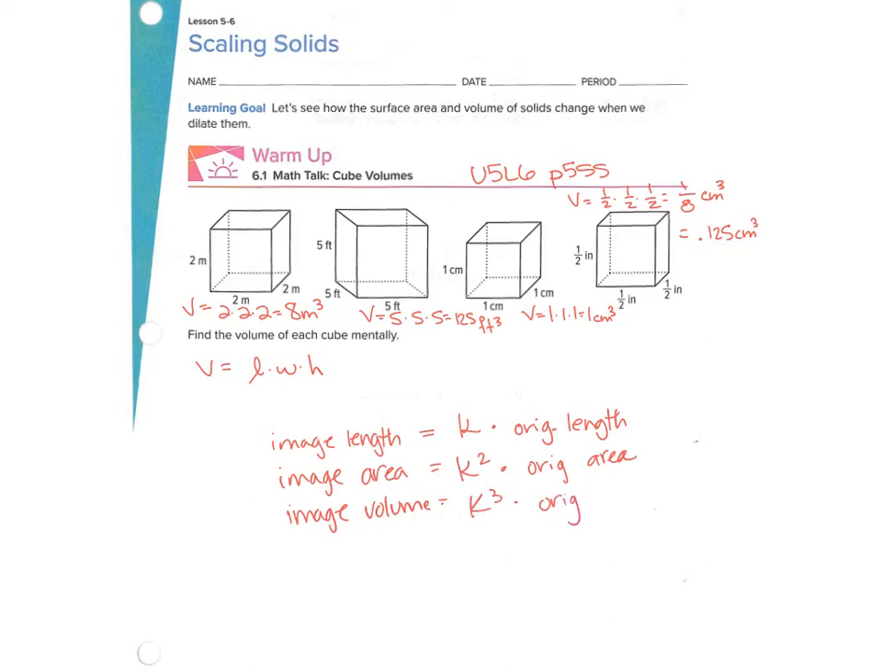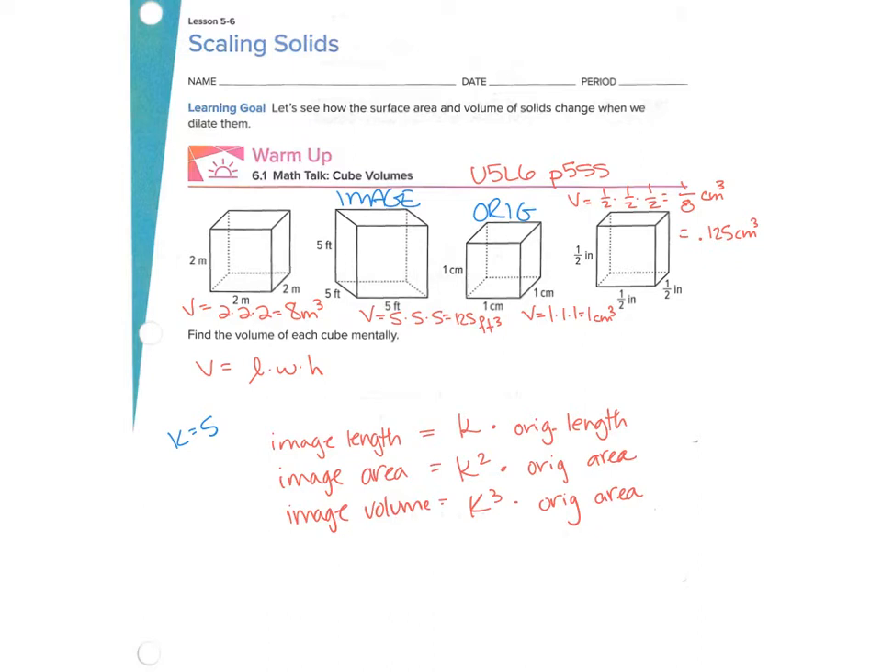Let's take a look at that in this activity we did here. Let's say my original, let me change colors here. This is my original cube, and it's dilated to become this cube. My scale factor would be 5 in this example because my side lengths got 5 times longer. My width is 5 times longer, my length is 5 times longer, my height is 5 times longer.